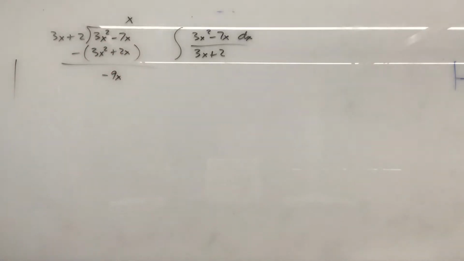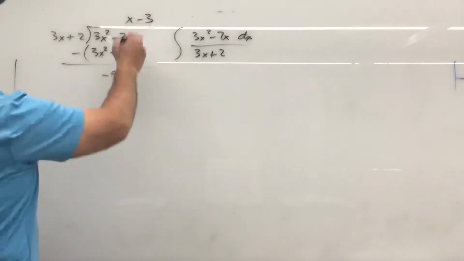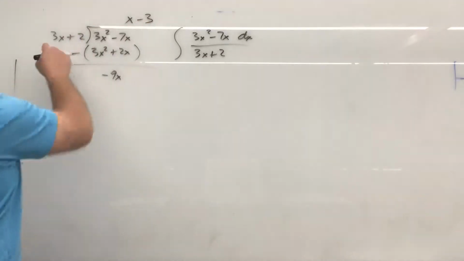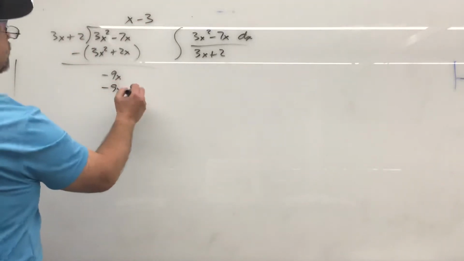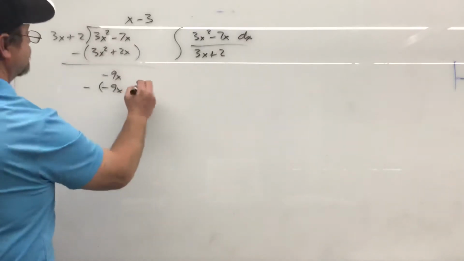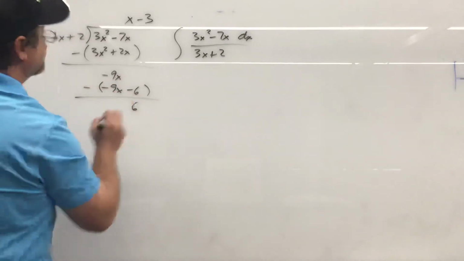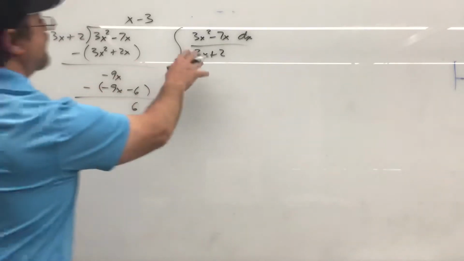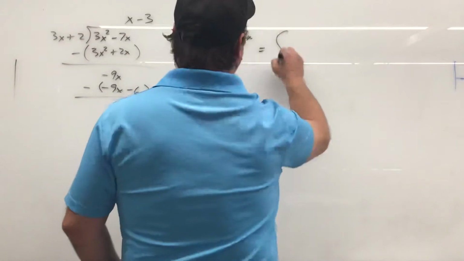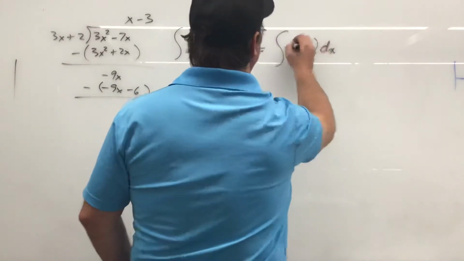And I ask myself the question, what do I need to multiply 3x by to get minus 9x? And the answer is minus 3. Minus 3, I put that in the ones column where there was nothing already. I get minus 9x, and I'm going to be subtracting this. And I get minus 6. And then I do the subtraction. First term goes away. Minus minus 6 becomes a 6. And that tells me that this fraction right here is equivalent to x minus 3 dx.